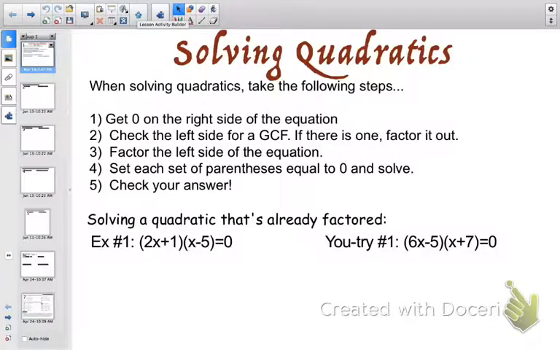Our last video for this topic is to solve quadratics. So again, we've done the hardest part, which is learning how to factor. Now we're going to use that in order to actually solve a quadratic equation. So we have the steps at the top.